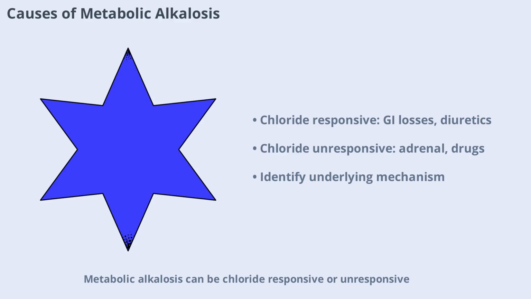Metabolic alkalosis can be chloride-responsive or unresponsive. Chloride-responsive causes include vomiting, nasogastric suction, chloride-wasting diarrhea, villus adenoma, diuretic therapy, post-hypercapnia, and certain drugs. Chloride-unresponsive causes involve adrenal disorders, Cushing syndrome, exogenous steroids, and licorice ingestion. Understanding these causes helps identify the underlying mechanism.